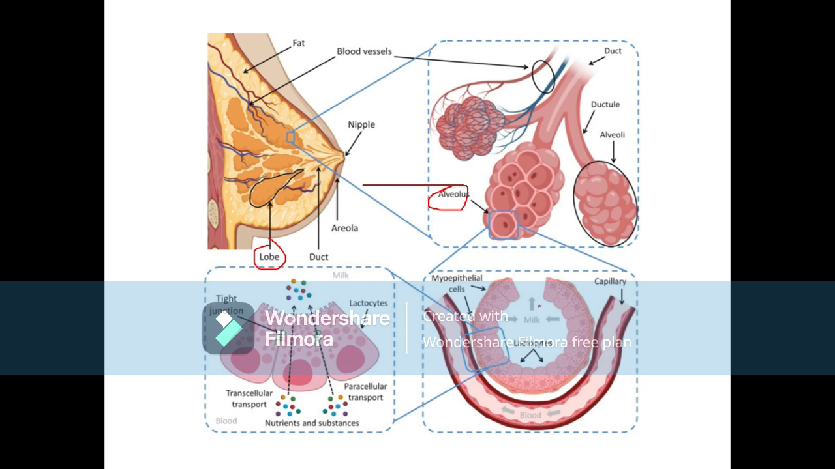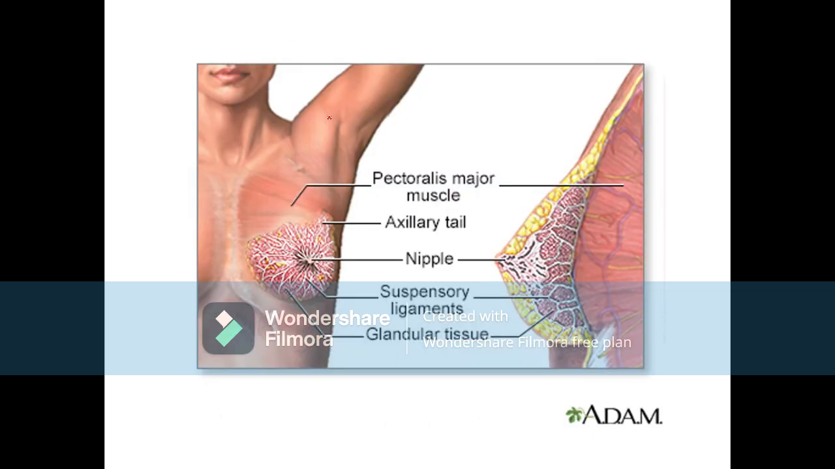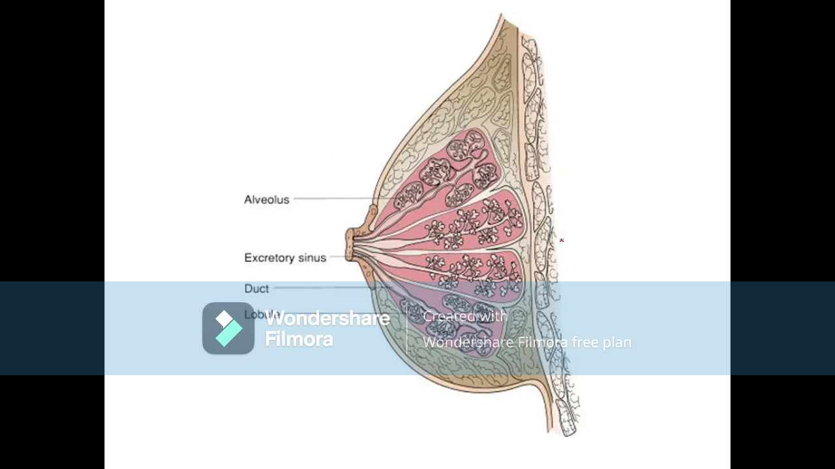There are numerous ducts coming from these lobes and lobules. They meet and connect and form lactiferous ducts. Before these lactiferous ducts reach the pores of the nipples, they become wider, forming a sinus, which is a temporary store of milk. So we have the lactiferous sinuses, they open up into the nipples. So those are the lactiferous ducts and lobules.